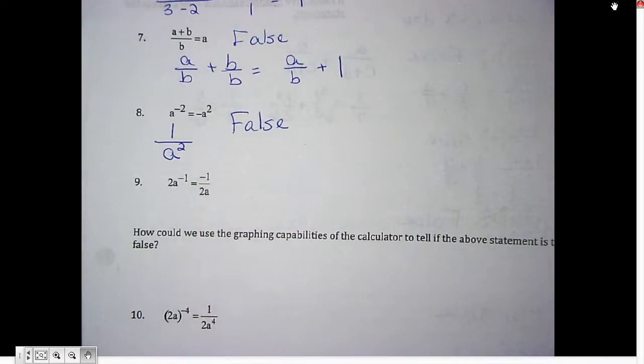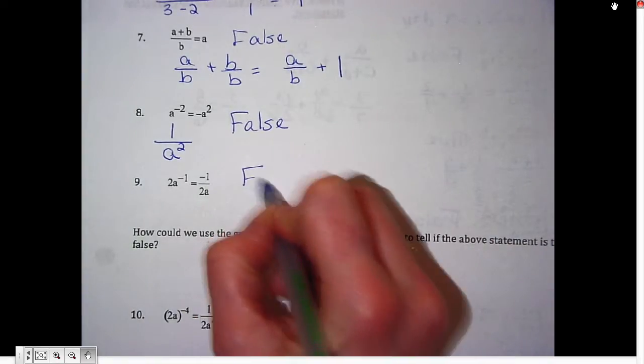So a negative exponent becomes a positive exponent by taking that number to the denominator, not just by pulling the negative and putting it in front of the number. The number actually isn't negative. My exponent was, but now I have a positive exponent because we threw it in the denominator. So if you look at number 9, this one is also false.